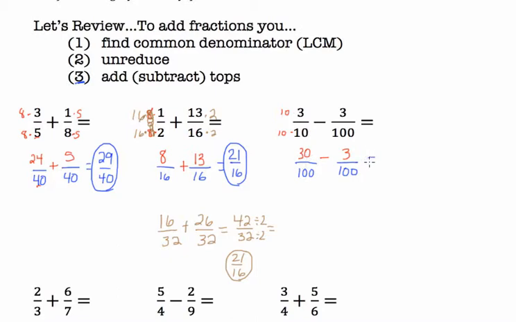30/100ths minus 3/100ths, tops only. 27, and keep the same denominator, and that is reduced.